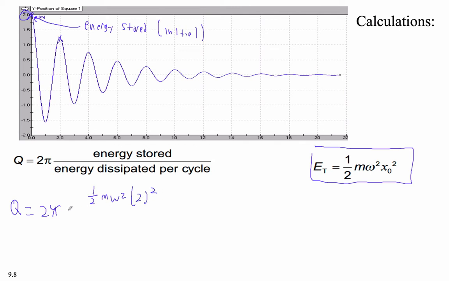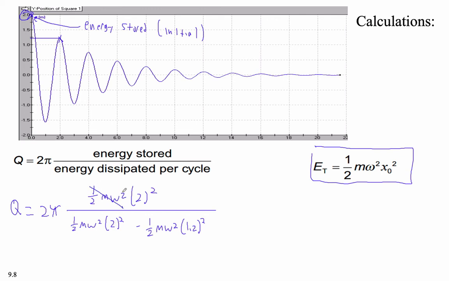Okay. And then in the denominator, we've got the energy loss. So it'll be this minus this energy. Okay, so 1/2 m omega squared times 2 squared. And then here it looks to be about 1.2 minus 1/2 m omega squared times 1.2 squared. Now, notice that the 1/2 m omega squared is in every term in the numerator and the denominator.